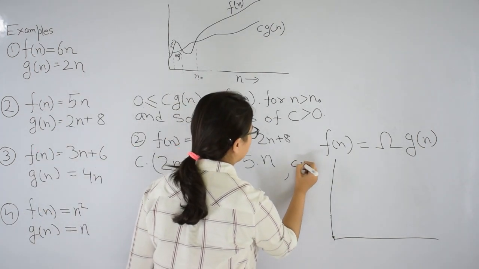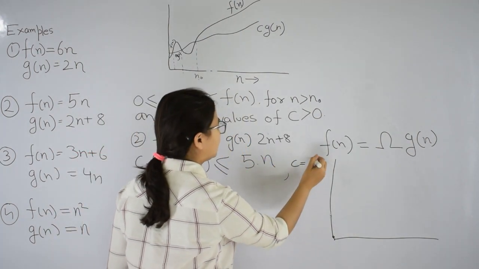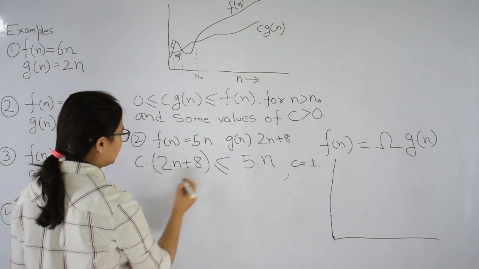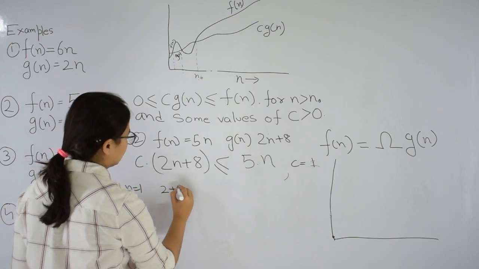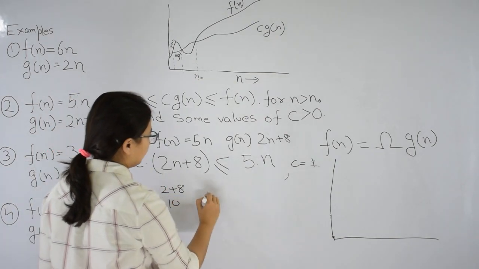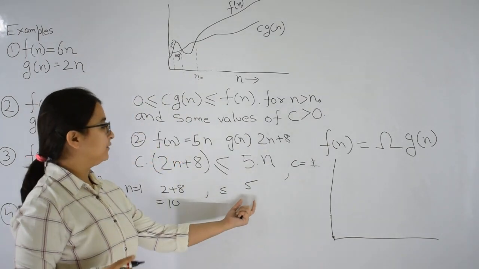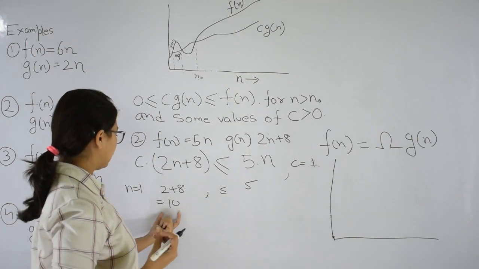Let me try for c is equal to 2. Let's see what happens at c is equal to 2. Okay, c is equal to 1. Let me try for what happens if c is equal to 1. This is 2n plus 8. For n is equal to 1, this is 2 plus 8, that is 10, and this is 5. So here you should get a greater value for f(n), but this one is giving a greater value.